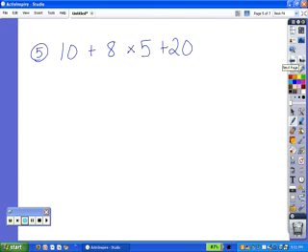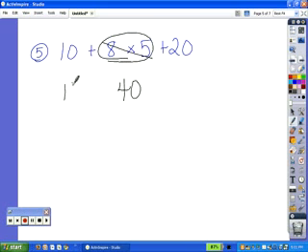In number 5, if we follow the order of operations, first thing we look for is parentheses, but there are none. Step 2 says to look for multiplication and division. Well, here we have 8 times 5, multiplication. We work that before we work the addition problems. 8 times 5 is 40. We've used the 8 times 5, so we'll bring down the parts of the expression that we haven't used yet, which is the 10 plus and the plus 20. Make sure you keep everything in order as you bring it down.